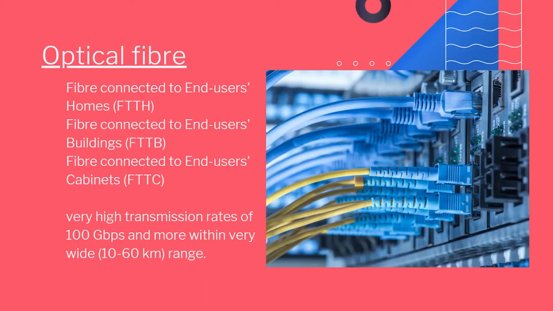Next one is the optical fiber. Optical fiber lines consist of cables of glass fiber connected to end users' homes or FTTH, fiber connected to end users' buildings or FTTB, and fiber connected to end users' street cabinets or FTTC. They allow for very high transmission rates of 100 Gbps and more within a very wide 10 to 60 kilometer efficiency range. This is the most future-oriented solution but requires high investment in passive infrastructure.